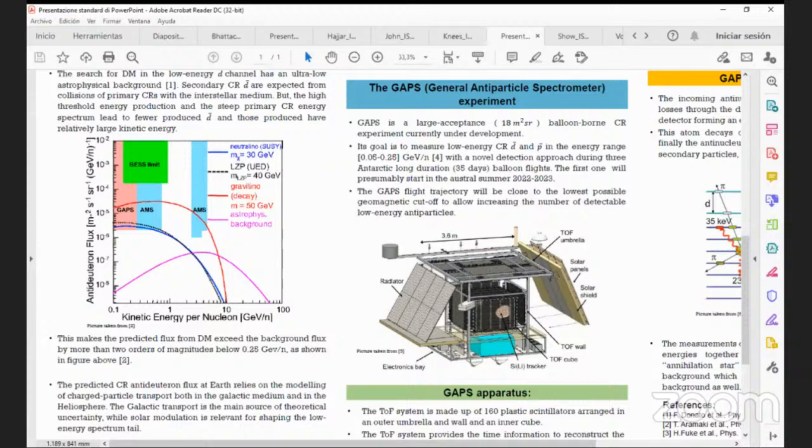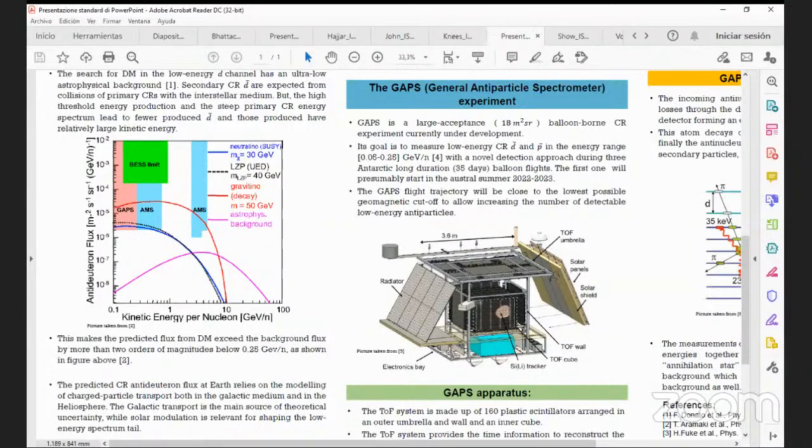On the other side, this channel is also very challenging because it's a rare event search. No anti-deuterons have been detected yet. The best upper limit, as we can see in the figure on the left, was provided by BESS. But in the next years, the experiments AMS-02 and the future experiment GAPS will explore this channel and will provide new highly sensitive limits to this measurement.